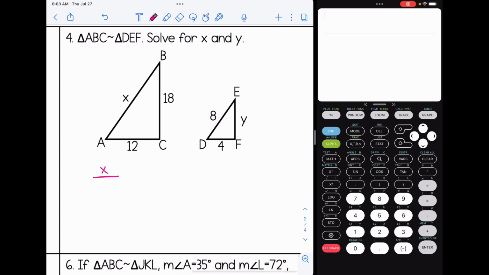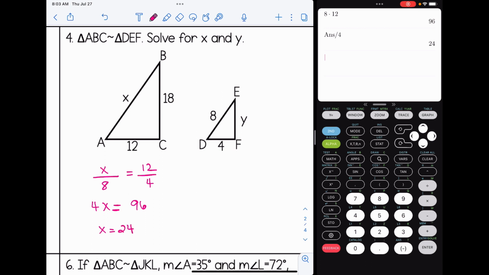The side labeled x, AB, corresponds to DE, so the 8. And we can use the 12 and the 4, the bottom side lengths here. So let's cross multiply. 4x is equal to 96. Divide by 4. And we're going to get that x is 24.